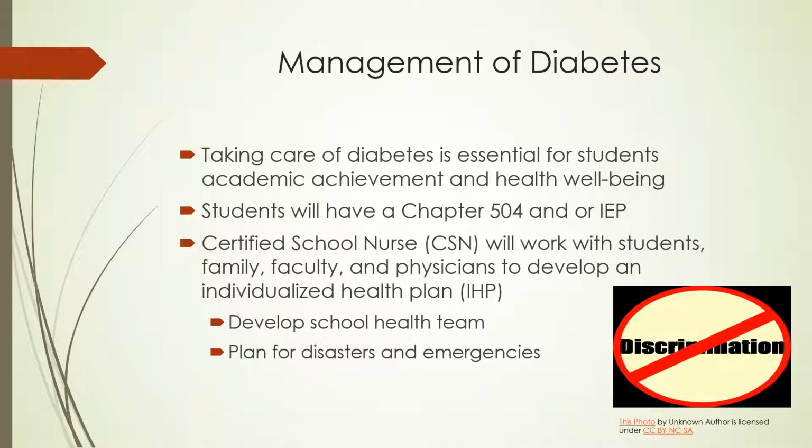So how do we want to manage diabetes? We want to take care of it. And for our students, for their academic achievement and healthy well-being, students will have a Section 504 and/or an IEP. Your certified school nurse will work with the students, the family, the faculty, and their physicians. Sometimes they'll go to a specialist, an endocrinologist, for their care, and they'll develop an individual health plan for the students. They'll work with the school health team, and they'll make a plan for disasters and emergencies.